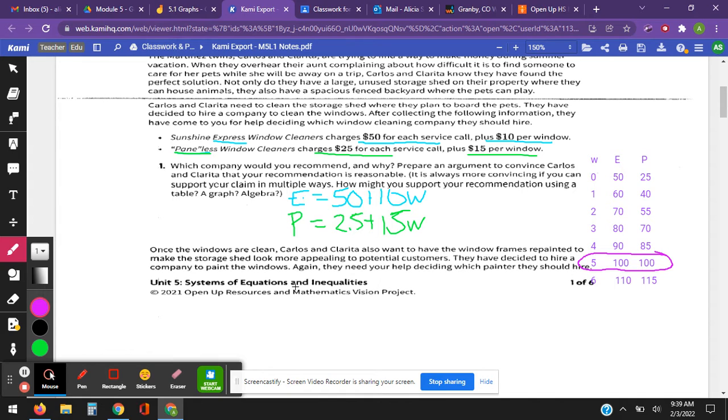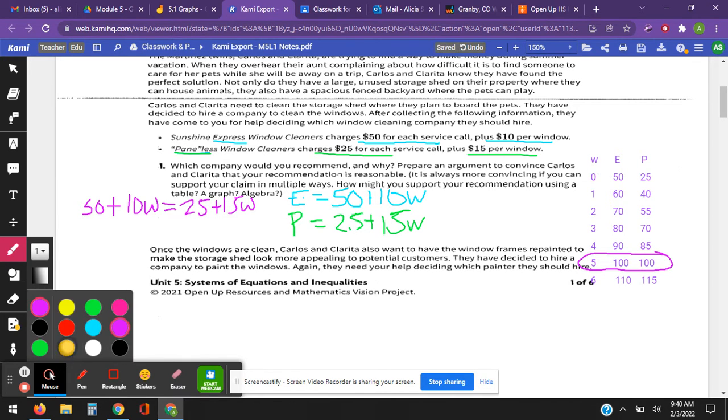So from here, let's go ahead and solve it algebraically. So there's our table. Let's do algebra. Because we want to know when they are the same price, we're going to do 50 plus 10W equals, when does that equal, 25 plus 15W. So from here, let's take away 10W from each side.